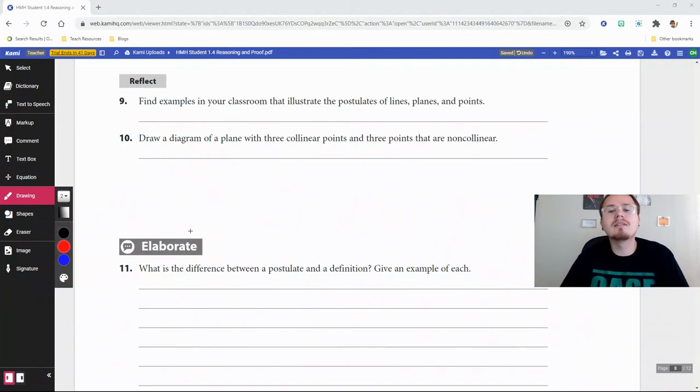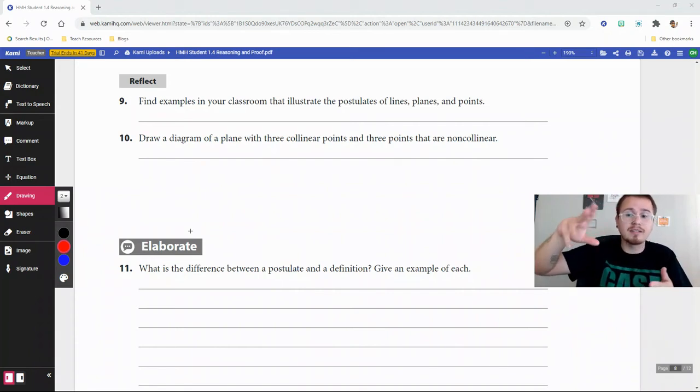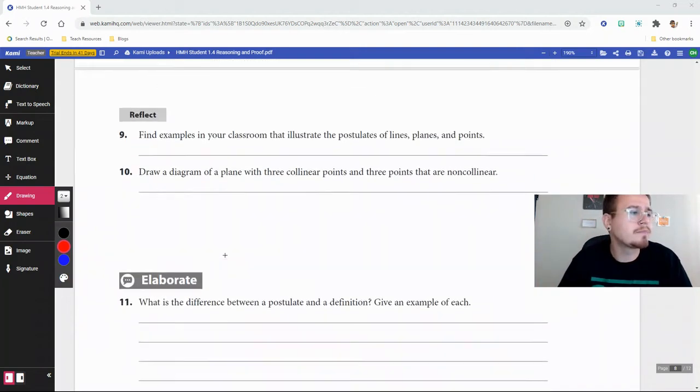That's funny. Your house. What are things that illustrate these postulates? You got walls and floors and desks, tables, things like that. 10, draw a diagram of a plane with 3 collinear points and 3 non-collinear points. So do it, pause. 3 collinear points, they make a line. 3 ones that don't, and then make sure it's all on a plane. I'm not going to draw that because I think you guys can do that.